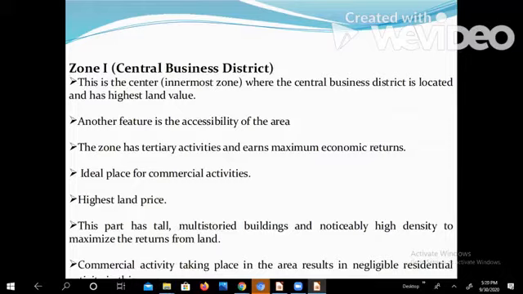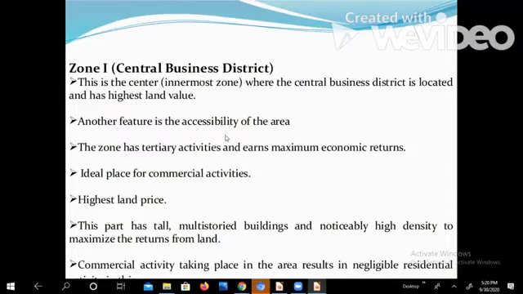Now, because it is the most important zone, it is in the innermost zone. This is the centermost zone. So what happens? It is in the heart of the city. Since it is in the heart of the city, it is the most important zone.